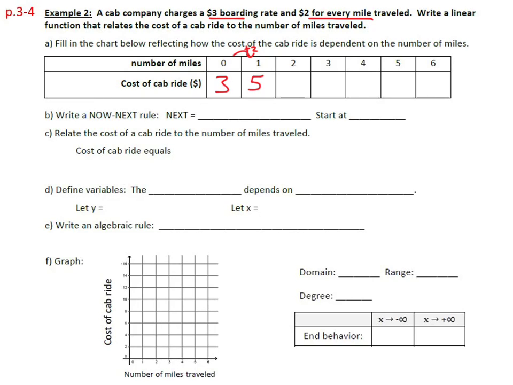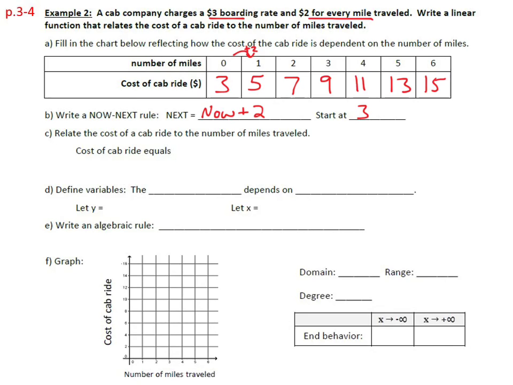For 2 miles, we're going to add another $2, so we're up to $7. 3 miles, it's going to cost us $9. 4 miles would be $11. 5 miles would be $13, and 6 miles would be $15 for the ride. So putting that into our now next rule, we can say that our next is equal to where we are now, plus that $2 for each mile, and we're starting at the $3 just for the boarding rate.